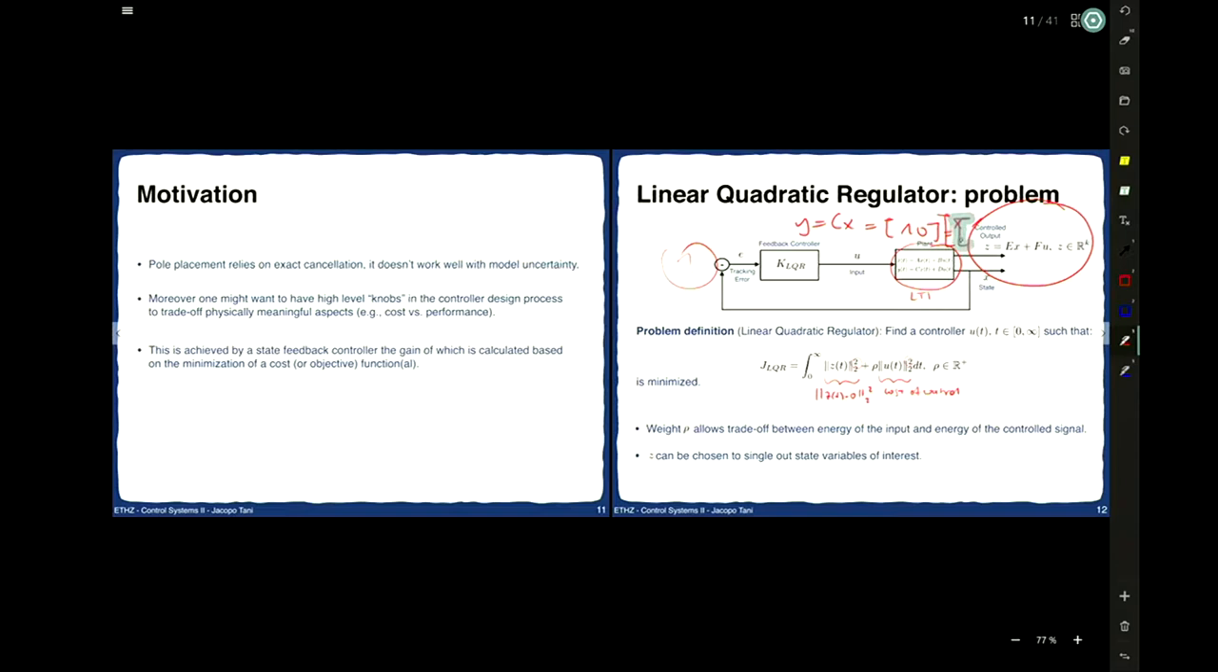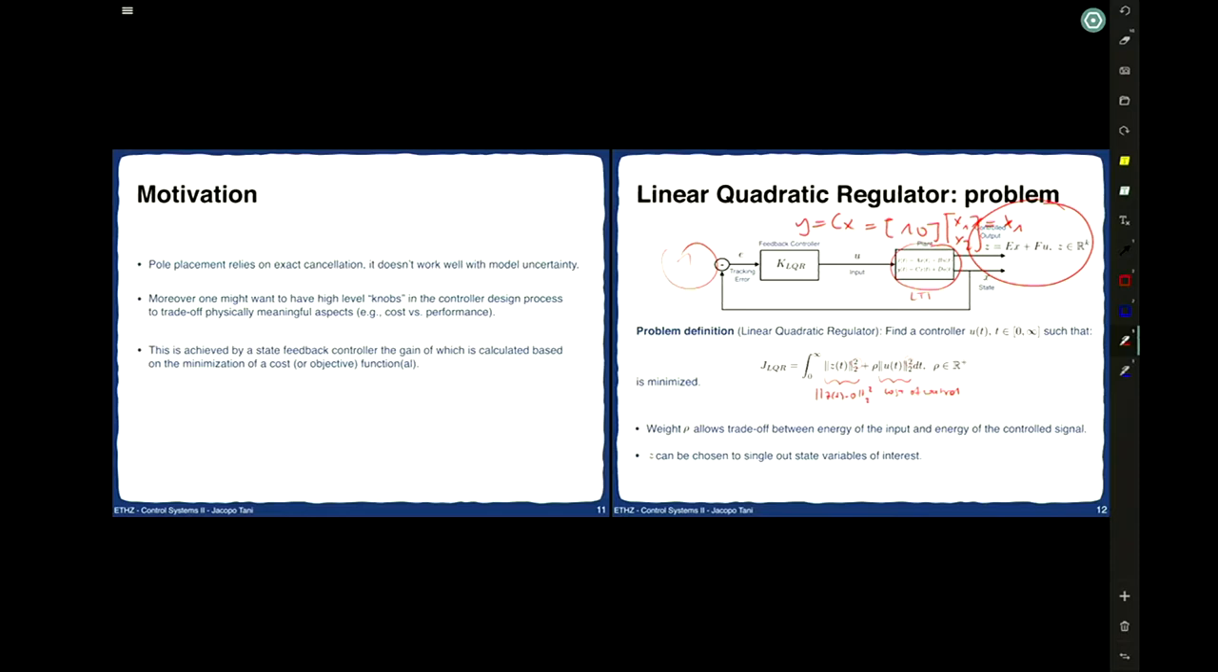So suppose that your C matrix is 1, 0. This means that what you're really measuring is only the state x1. But maybe what you want to control is x2, or x1 plus x2, or any other combination, 3x1 minus 4x2. So you just introduce this artificial signal that allows you to do a weighting, and it distinguishes the problem from the actual practical situation, focusing on the intent of the control designer, the person that wants to make the design.